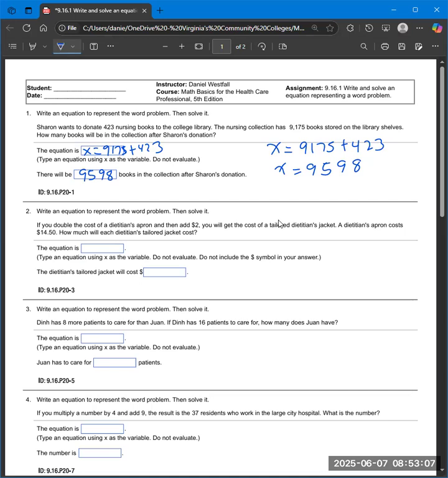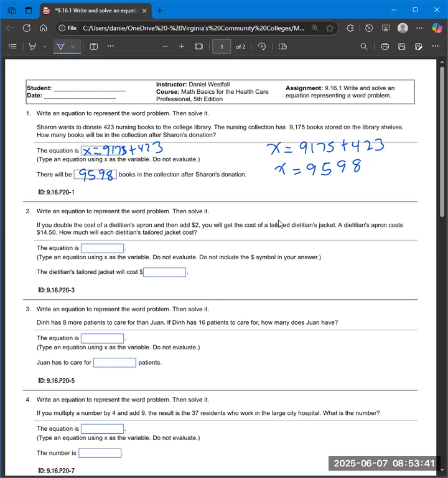So let's write an equation to represent the word problem, then solve it. If you double the cost of a dietitian's apron and then add $2, you get the cost of a tailored dietitian's jacket. A dietitian's apron costs $14.50. How much will each dietitian's tailored jacket cost?